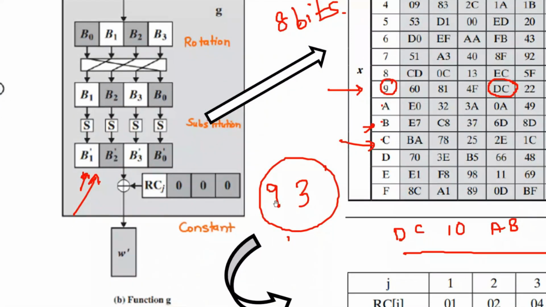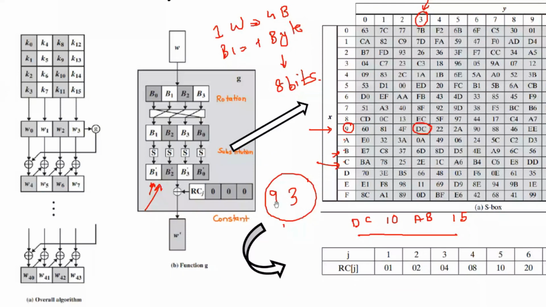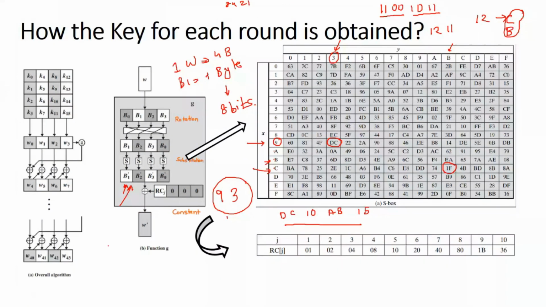RCJ, 000. So in simple words, I can say that RCJ is nothing but a round constant. RCJ is nothing but a round constant, which varies for each round. It is a constant, but for that round only. So for example, now I am in round number 1, so my RCJ is 01. Similarly for round 2, it is 02. Similarly for round 8, it is 80. Fine.